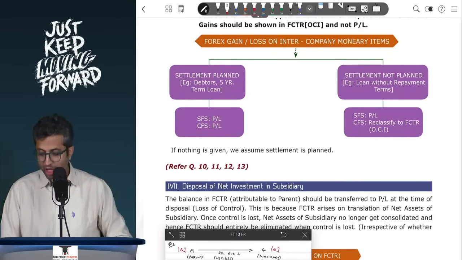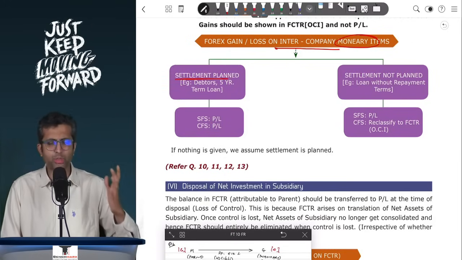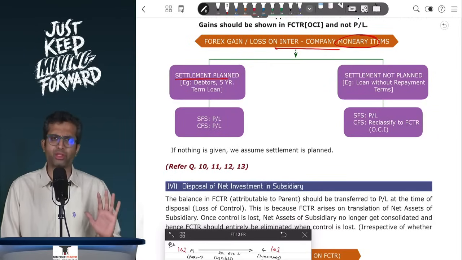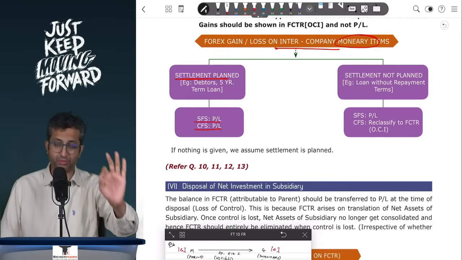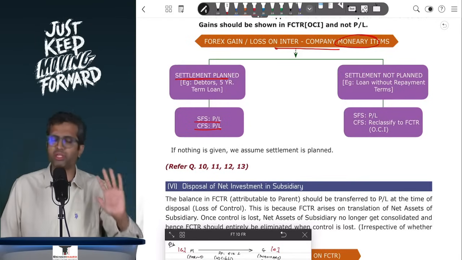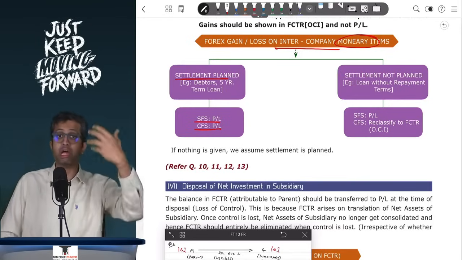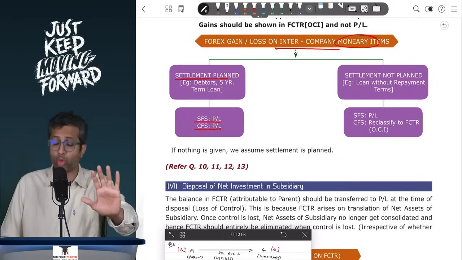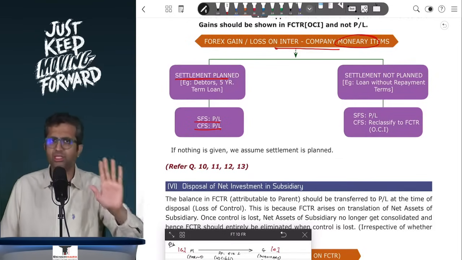So over here, foreign exchange gain or loss on intercompany monetary items, if settlement is planned like debtors, term loans, then in the SFS as well as in the CFS, your gain or loss will be in the P&L. Like in the last problem over here, in the SFS of M, there was a foreign exchange gain of around 24. This will continue even in the CFS because I believe that from G money will be received, and hence the euros that I receive will be worth 24 more in terms of rupees, and as a result there is a gain which will be in the P&L.